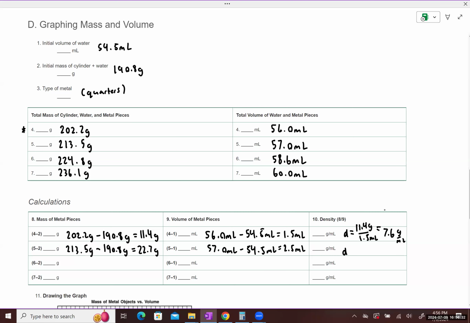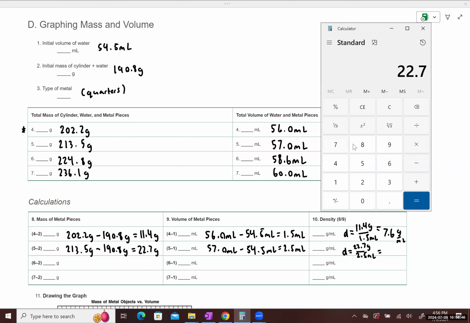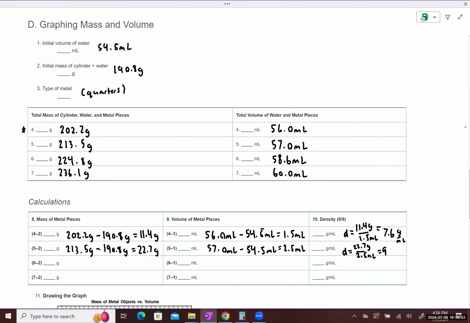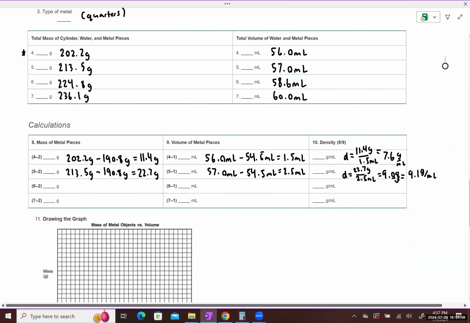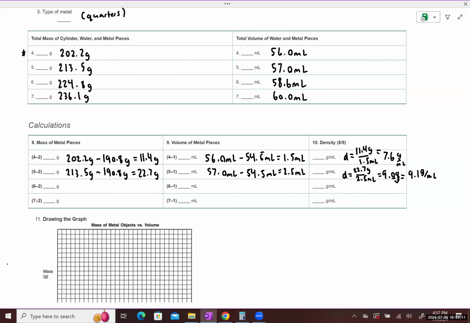To calculate the density, we take the mass, which is 22.7 grams, over the volume, which is 2.5 milliliters. Punching this into our calculator, that gives us a density of 9.08, which we round up to 9.1 gram per milliliter. So we are seeing a bit of variability. That is not a huge deal. Okay, let's continue on with these calculations.